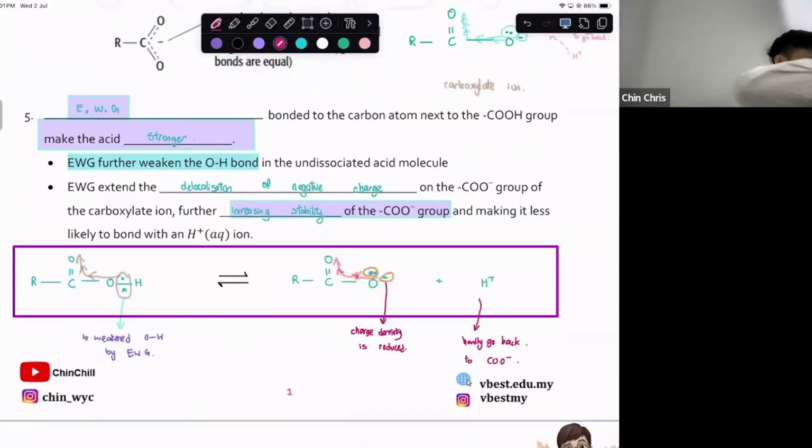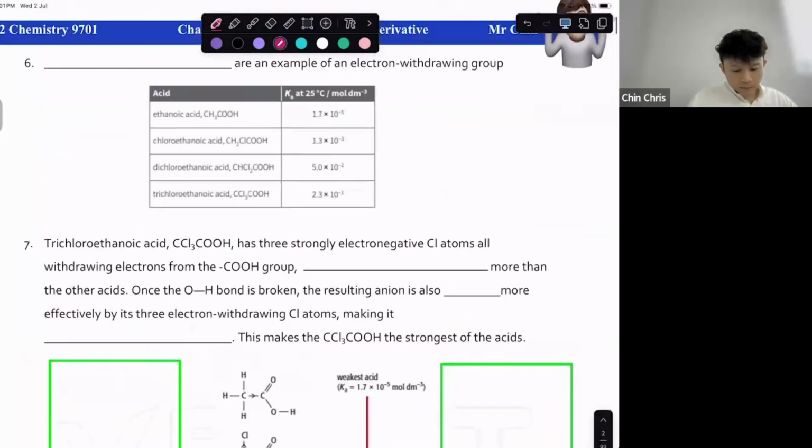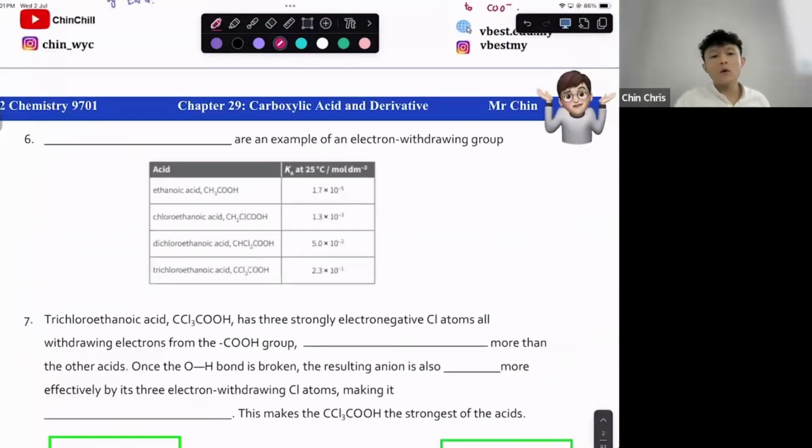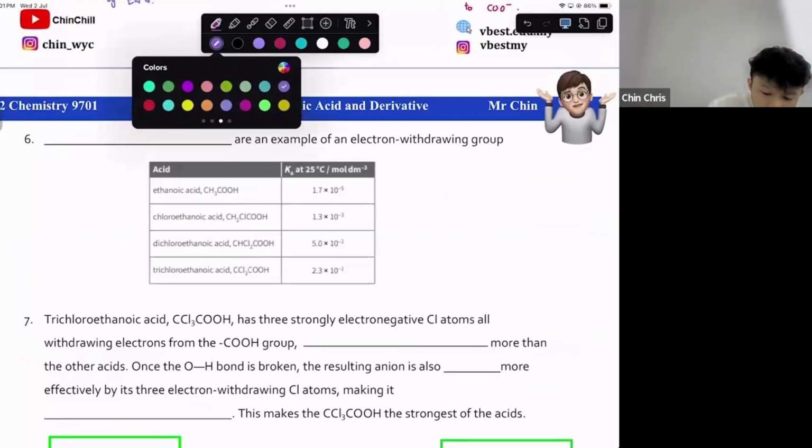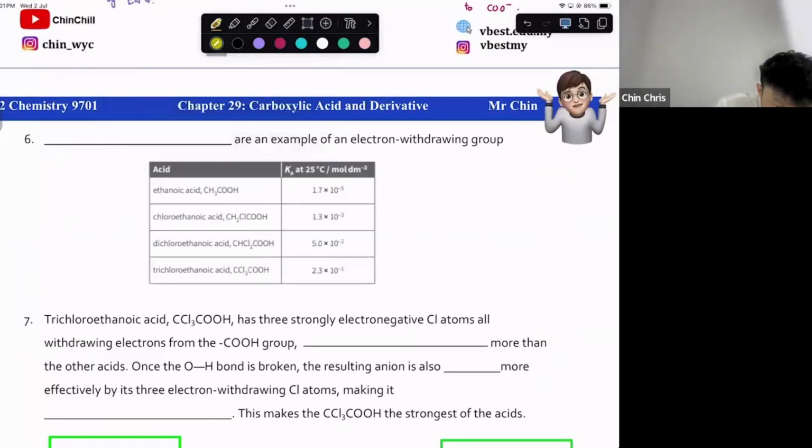Alright guys, next. Page 2. Now what are some examples of electron withdrawing groups? In order for you to have an electron withdrawing group, it must be with a highly electronegative atom. So for example, we either have a C double bond O, or we have a C-Cl, or we have a C-F. All these highly electronegative atoms are examples of electron withdrawing groups.